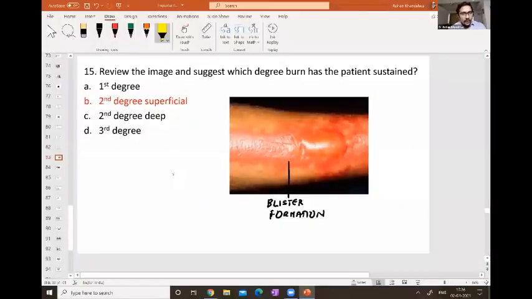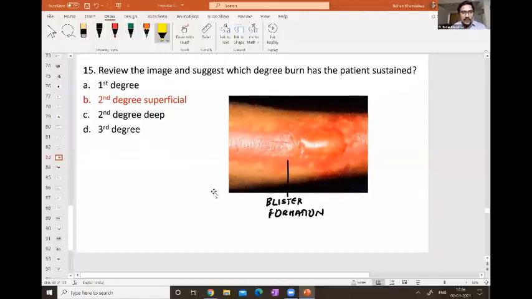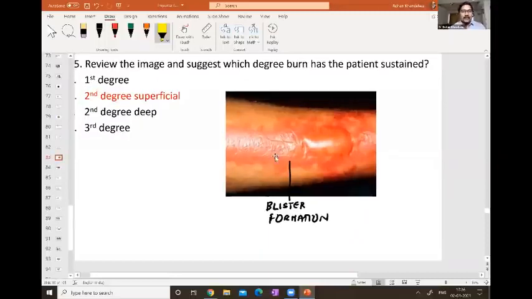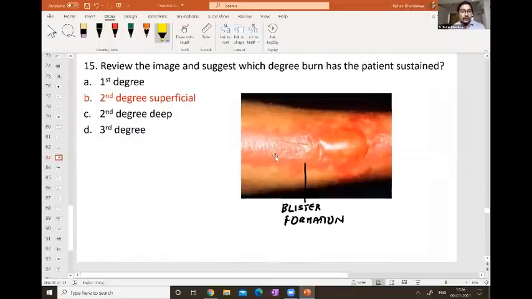Again, a very important question. This was asked in your exam as well. You should know the types of burns; the severity of burns you should be able to identify based on the image. If you see a blister, this is a telltale sign of a second degree superficial burn.